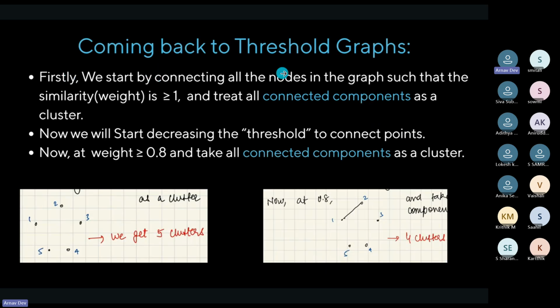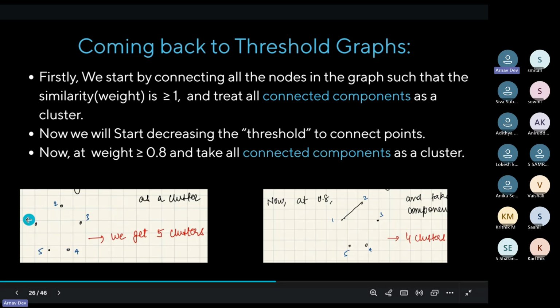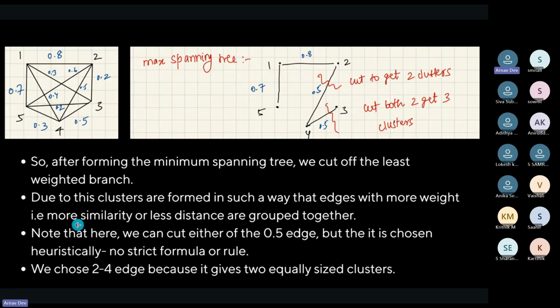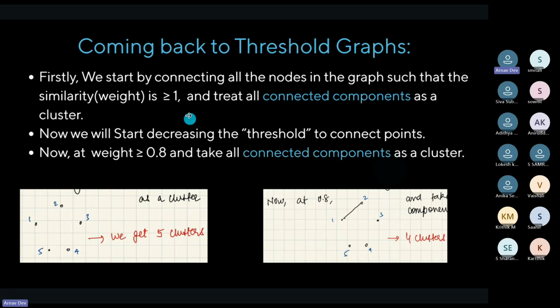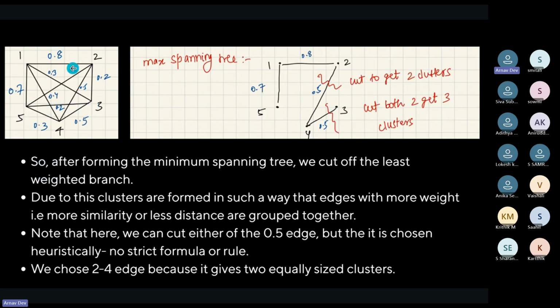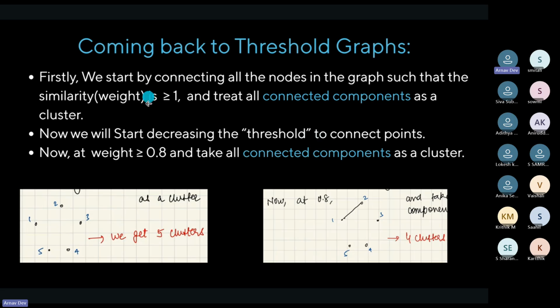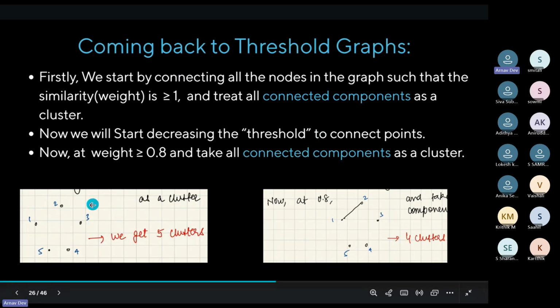So now coming back to threshold graphs, how do we proceed with threshold graphs? First of all, you have 5 points here. We start off with each point as a separate cluster of its own. And now you connect all the nodes in the graph in such a way that the similarity is greater than or equal to 1. So if you try to connect these 5 points with a similarity of 1, all of them would be left alone. None of them would be connected. And then you'll treat all the connected components as a cluster, so you'll have five different clusters.